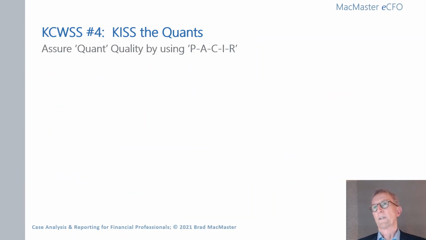So while it's important to keep the quant simple, the other thing that's kind of in conflict is we need to assure ourselves that there's adequate quality in the quant. And my strongest recommendation for ensuring the quality is to use the acronym PACER, which stands for Purpose, Analysis, Conclusion, Impact, and Recommendation. And I'm recommending that you ensure that each quantitative exhibit you prepare explicitly addresses these.